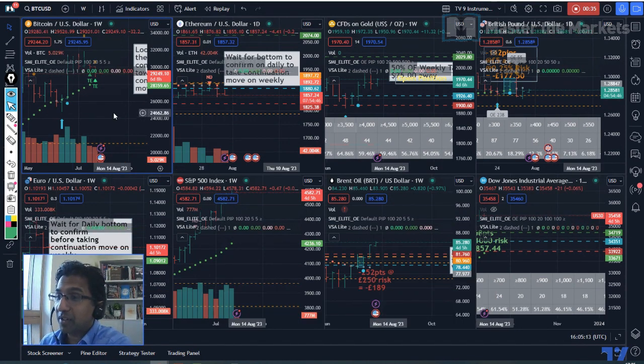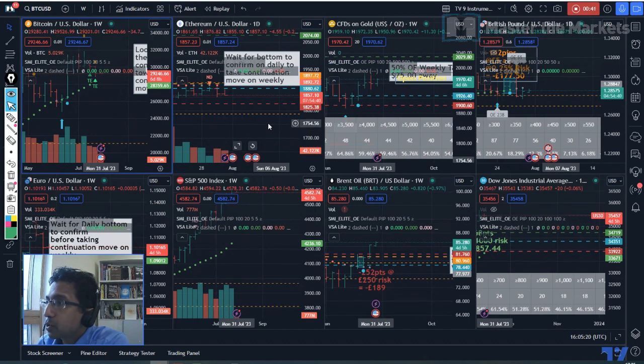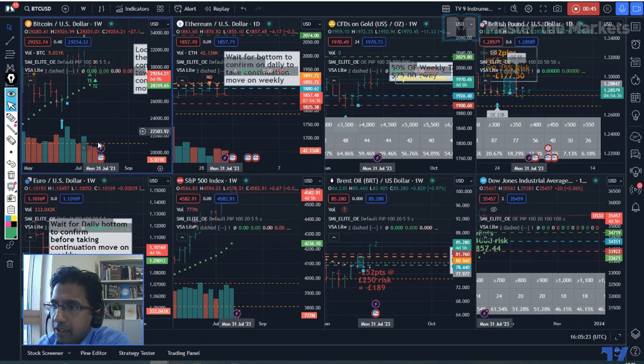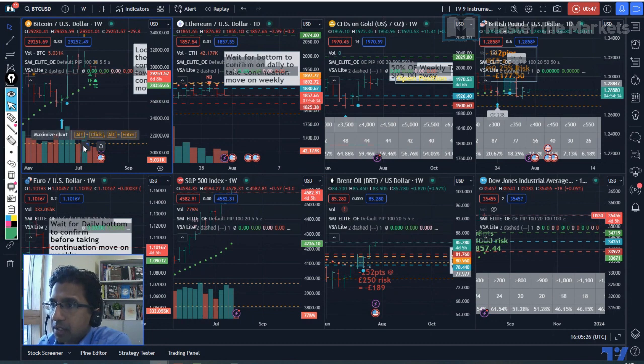So here we are traders, so let me just take a look at this. Here we are taking a look at the 9 instruments that we usually look at. In fact, we include DAX as well. We'll look at it a bit later.